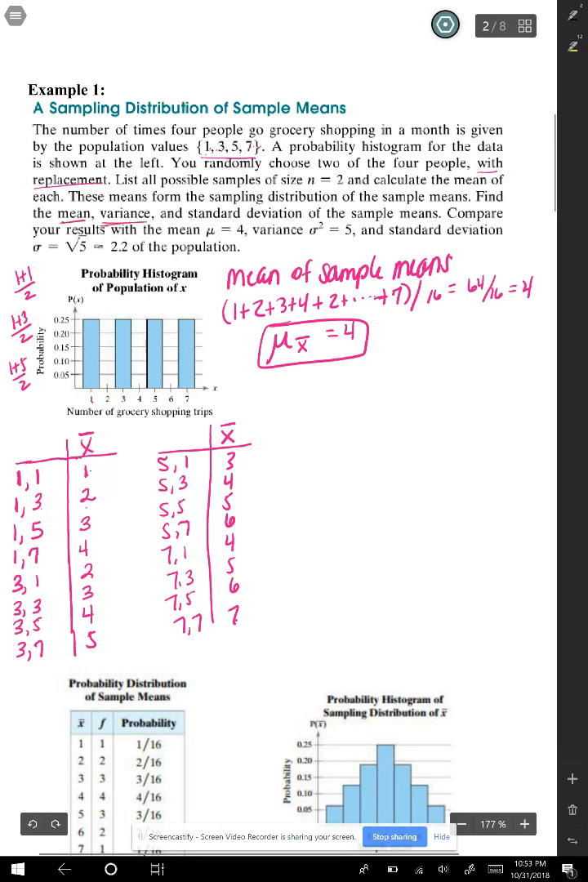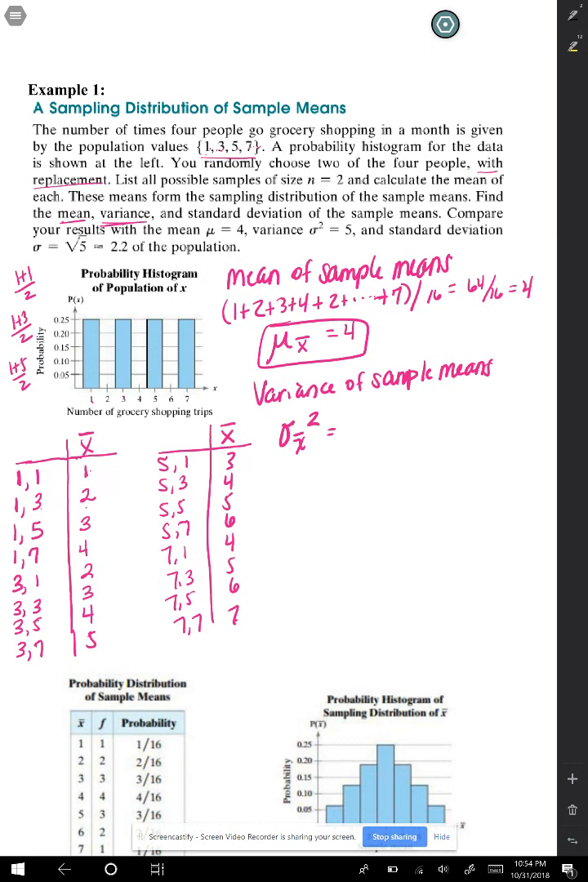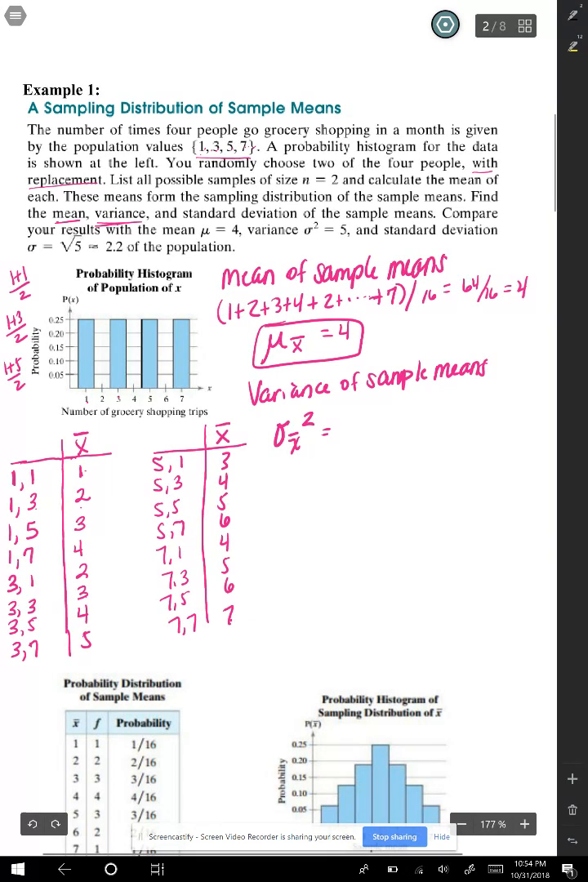Okay, kind of going back a ways, back in chapter 2, we learned how to find the variance. And the variance of the sample means, so our symbol for variance of the sample means would look like this. And remember, variance is squared, and then when we do standard deviation, we take the square root, so we take the square off.